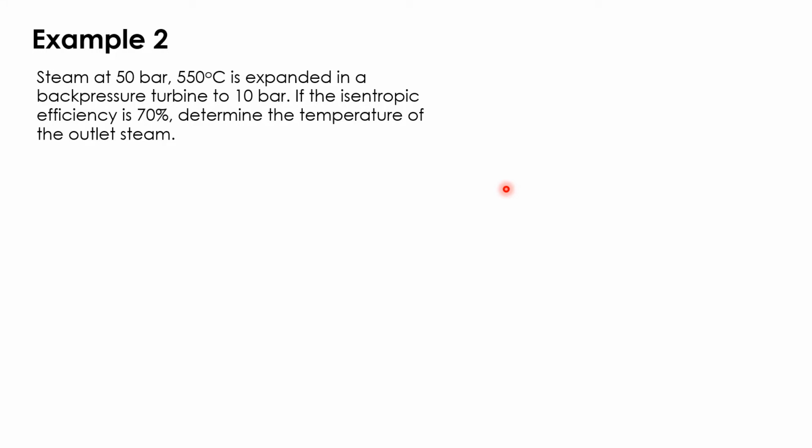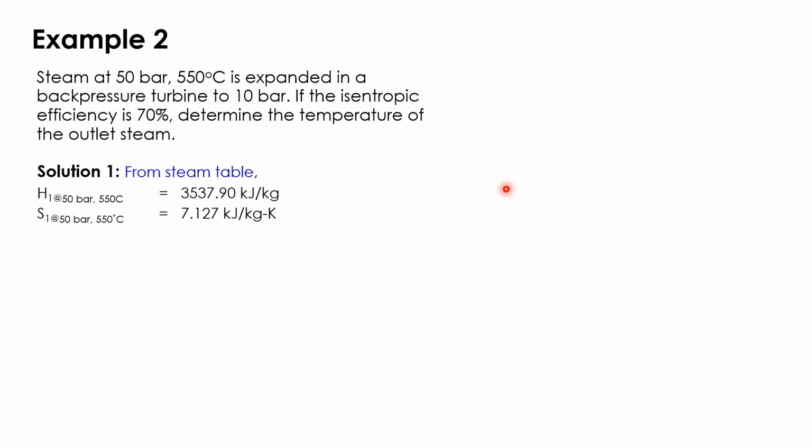Steam at 50 bar and 550 degrees Celsius is expanded in a back pressure turbine to 10 bar. If the isentropic efficiency is 70%, determine the temperature of the outlet steam. So there are two ways to solve this kind of problem.